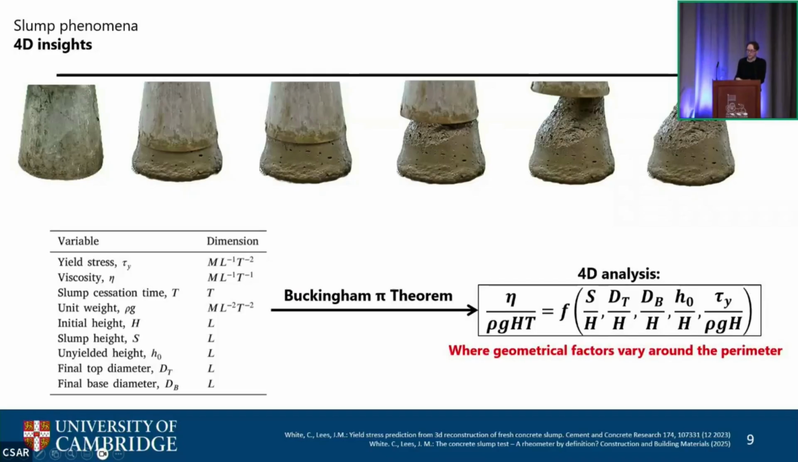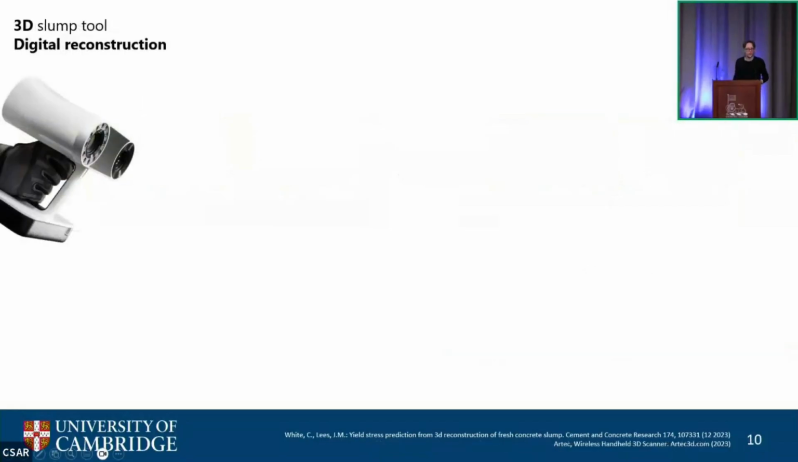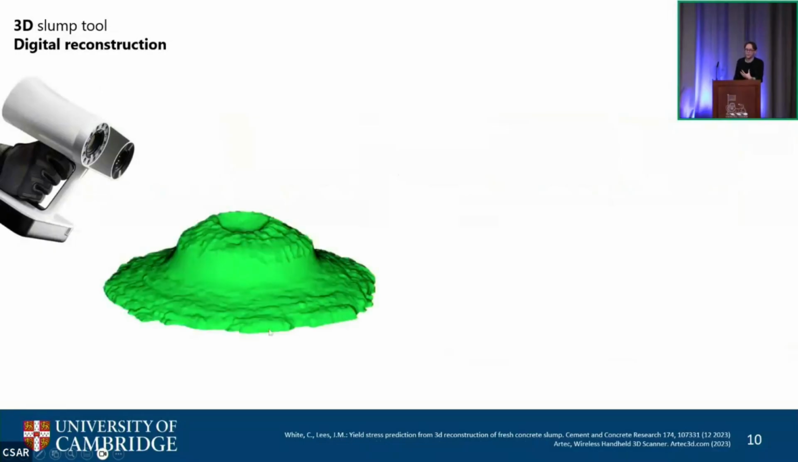So just to say that all of these geometrical parameters are in 3 dimensions, and time is very important. Now, I'm going to talk now about how I measure in 3 dimensions and how I measure time, because that's the contribution that I made in my PhD. So starting off with, how do you measure things in 3D? Well, some of you might be familiar with 3D scanning. So I thought of a method of actually digitally reconstructing the slump so I could take measurements of it.